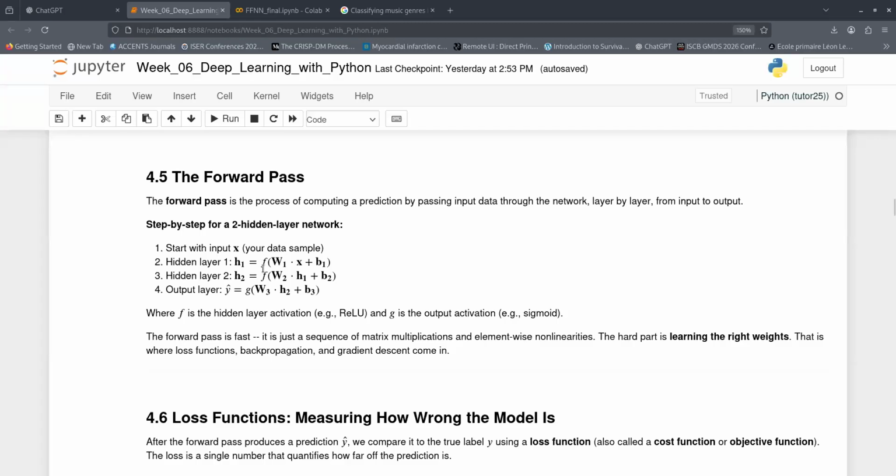Where F here is the hidden layer activation. So this F is maybe the ReLU. One of the examples is the ReLU. And G here is the output activation. For the output activation here, we choose the sigmoid. The forward pass is fast, it's just a sequence of matrix multiplications and element-wise nonlinearity. The hard part is learning the right weights. That is where loss function, backpropagation, and gradient descent come in.